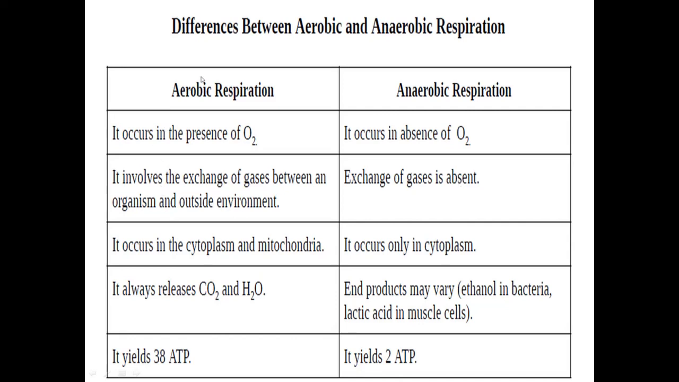Aerobic respiration usually occurs in cytoplasm and mitochondria. As we know, the first step is common for all. It occurs in the cytoplasm and continues in the mitochondria. But anaerobic respiration occurs only in the cytoplasm. Aerobic respiration, as end products, releases carbon dioxide and water with energy.